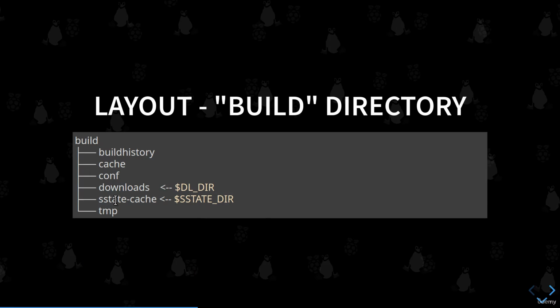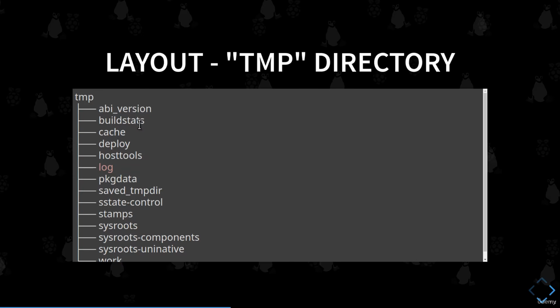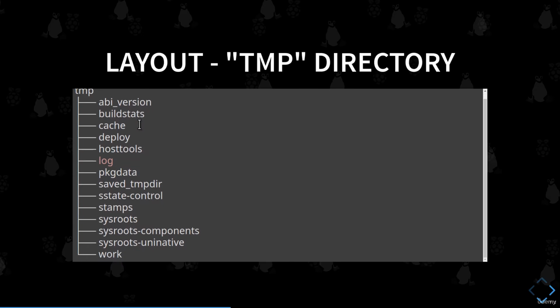Now the next important directory is the TMP directory, which holds most of the resulting files of all tasks for each recipe, including the compilation artifacts, sysroot, and packages generated. So this is the layout of the TMP directory. In this directory, deploy contains the build products such as the images, packages, and SDKs. The sysroot contains shared libraries, headers, and utilities used in the recipe build process, and work contains the source code, task configuration, logs, and package contents.